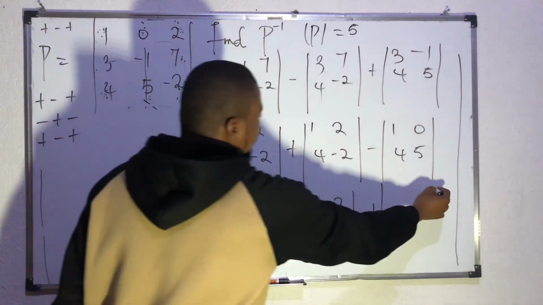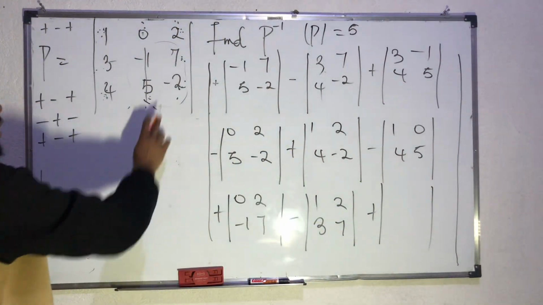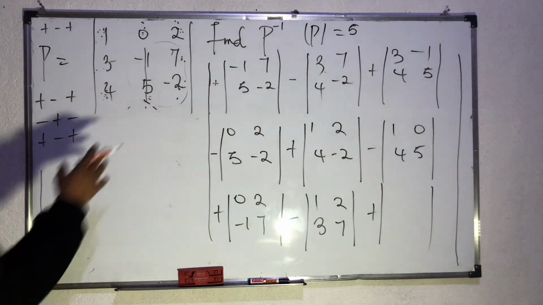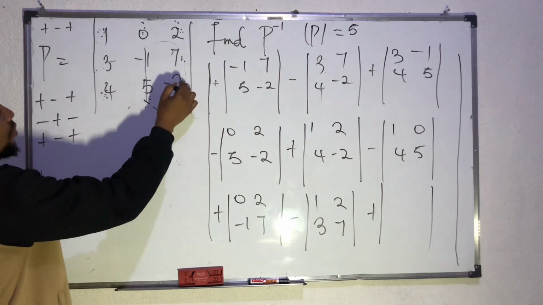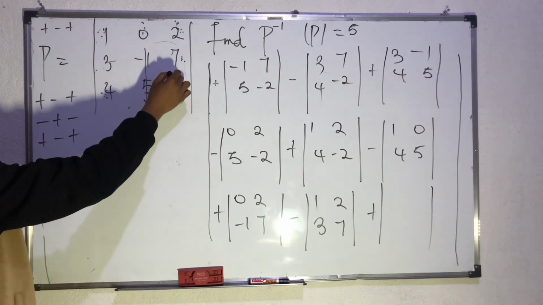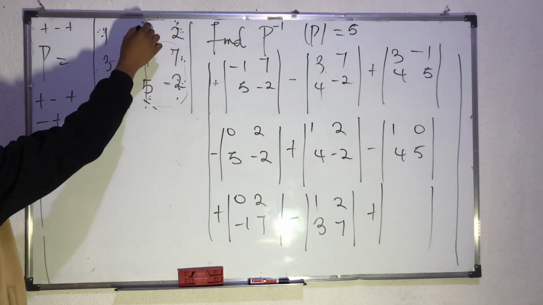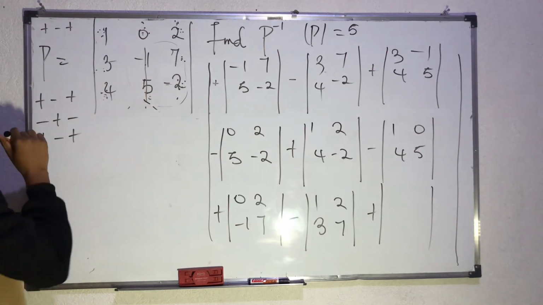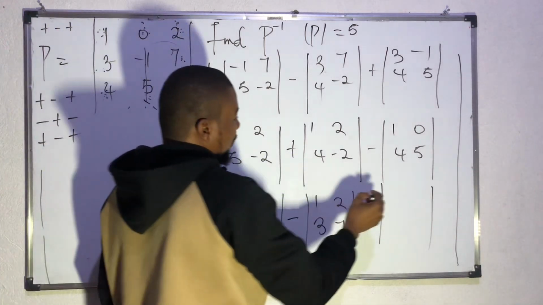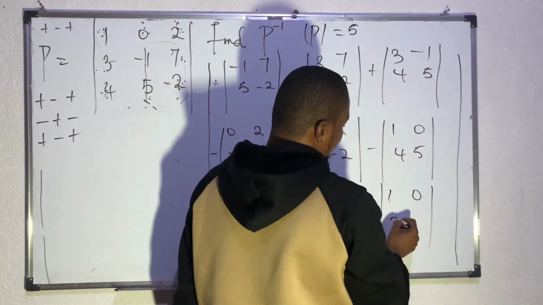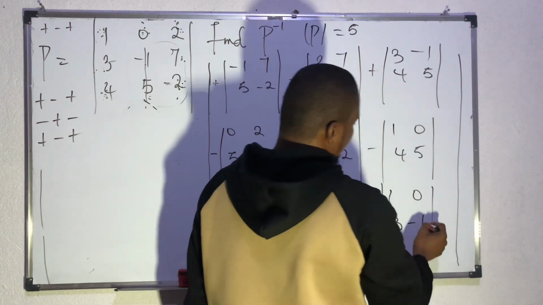And lastly, we have a negative 2 here. So if we hide the row and the column, what do we get? 1, 0, 3, negative 1.